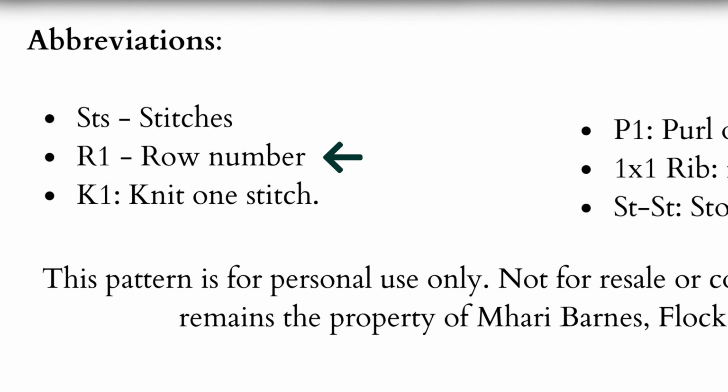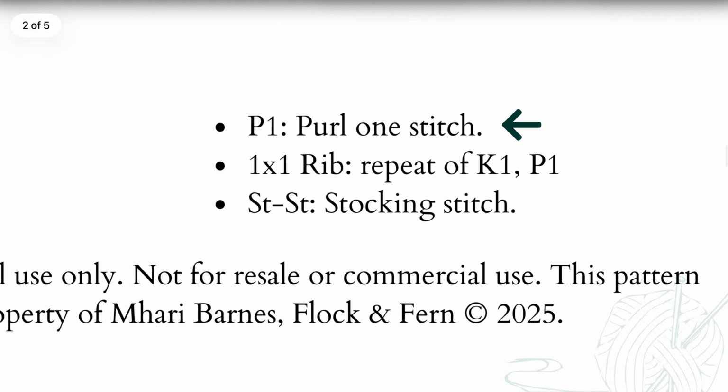But that's why the abbreviation section is important because it will actually detail what the designer means by their abbreviation. Then we've got K1, which is knit one stitch. We've got P1, purl one stitch. We've got 1x1 rib, which is a repeat of knit one, purl one, which is 1 by 1 ribbing. And it's a type of pattern often used for cuffs and things like that, or brims of hats in this example.